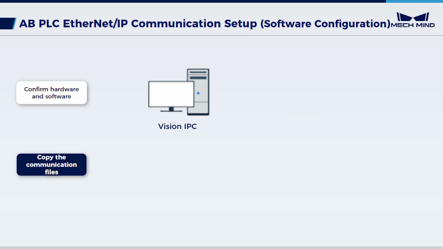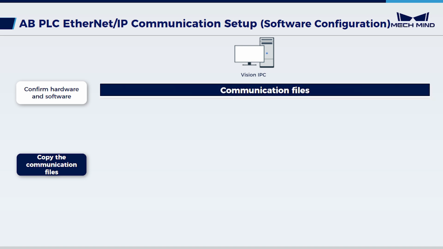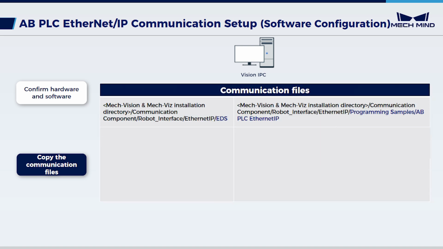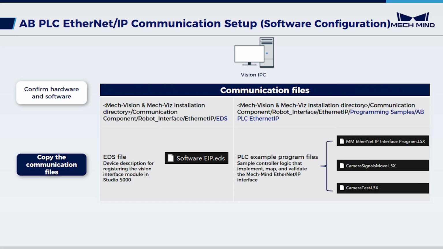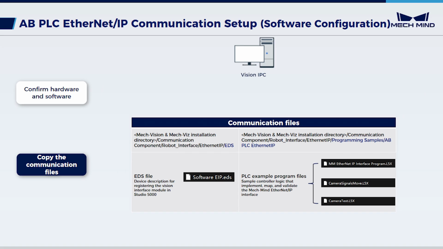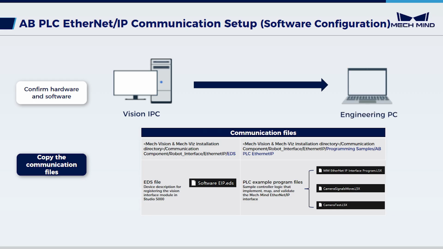Also, on the Vision IPC locate the required communication files under the Mech-Vision and Mech-Viz installation folder, including the EDS file and the PLC example program files. In this case of software-based communication, we use the EDS file as shown. In addition, 3 example program files are included. Copy these files from the Vision IPC to the engineering PC used for AB PLC programming for later import.